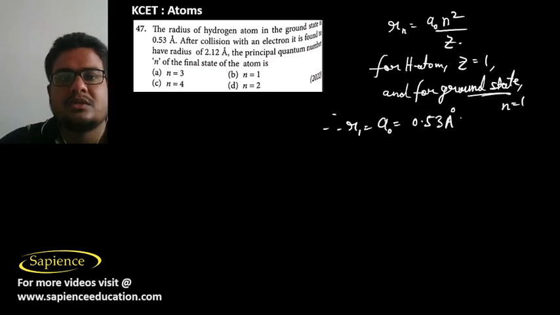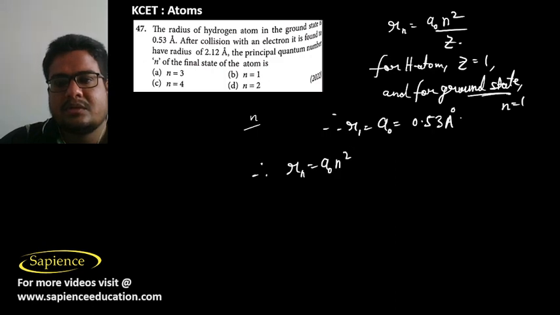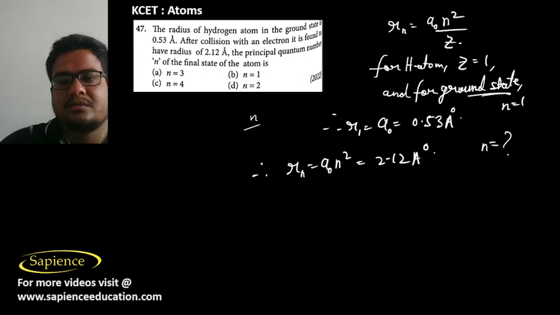After collision with an electron, it is found to have radius 2.12 angstrom. The principal quantum number n of the final state of the atom is? So therefore, after collision with an electron, the electron gets to some excited state. Let the principal quantum number of that state be n. So therefore, Rn is equal to a0 into n square for hydrogen atom, and that is equal to 2.12 angstrom. So from here n we have to find.